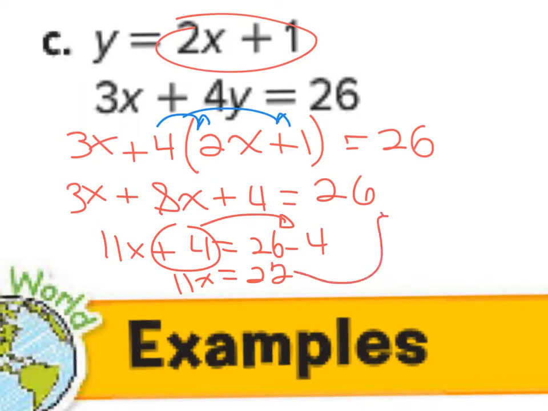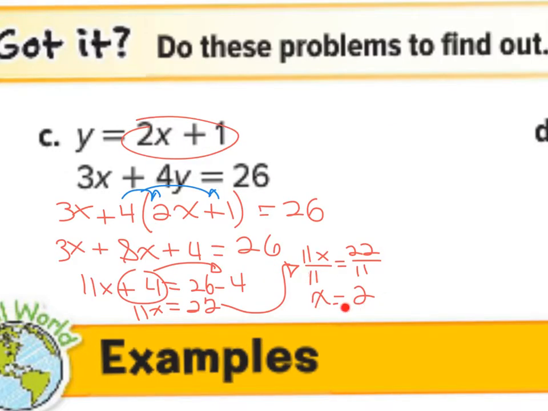And now I gotta go up here because I'm out of room. 11x, I'm going to divide by 11 on both sides to isolate the x. So I have 22 divided by 11, and I have x equals 2. Now that we know what x is, we can substitute it into this equation right here, so that we know what y is. I'm just going to write it above it, 2 times 2, because x is 2, plus 1. 2 times 2 is 4, plus 1 is 5. So my y equals 5.